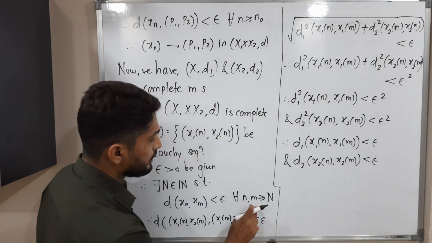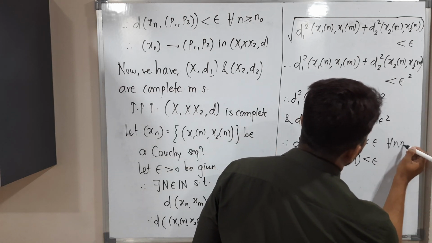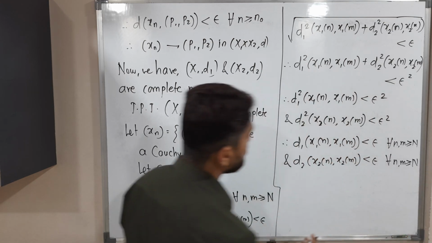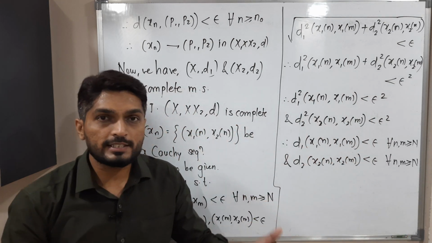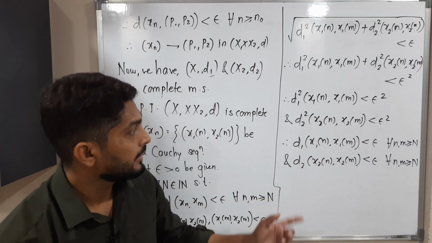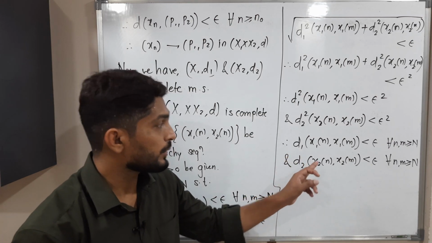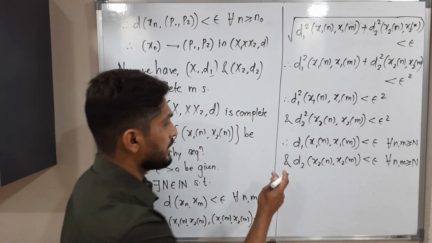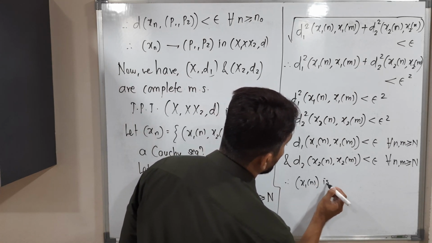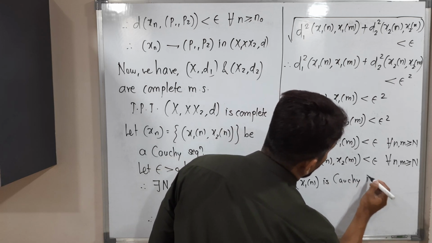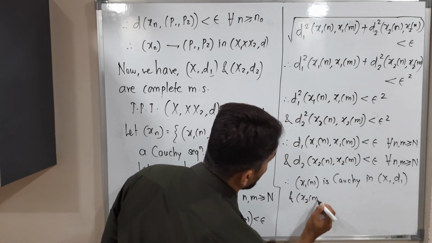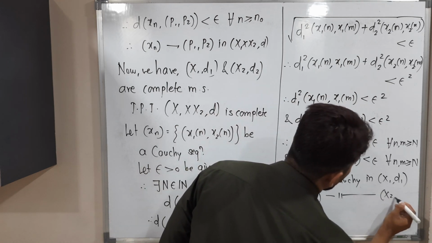See, this condition I should carry everywhere. So this is for all n, m greater than or equal to capital N, and this is true for all n, m greater than or equal to capital N, right? But see, this is the definition of Cauchy sequence. So x1n is a Cauchy sequence in metric d1 and x2n is a Cauchy sequence. This is the definition of Cauchy sequence in X2, d2. So therefore x1n is Cauchy in X1, d1 and x2n is Cauchy in X2, d2.